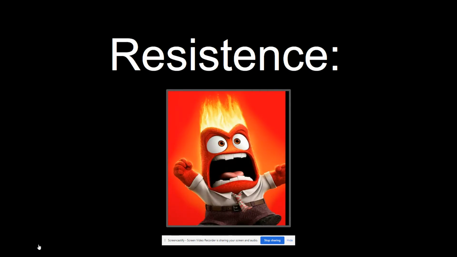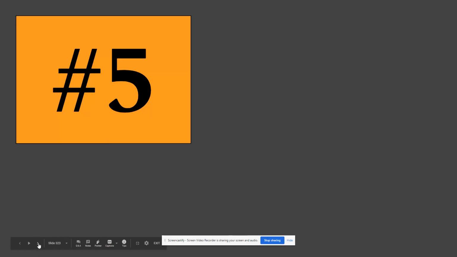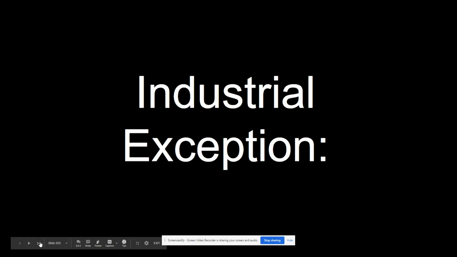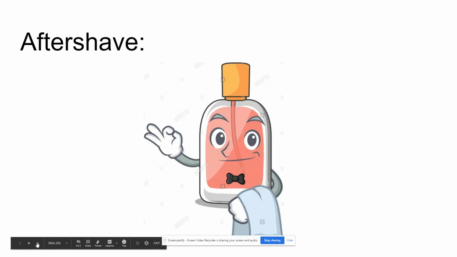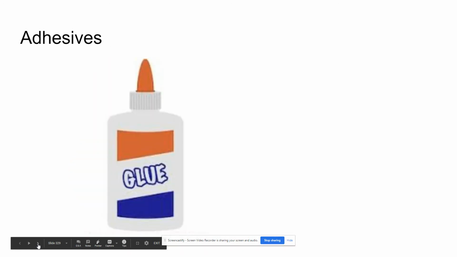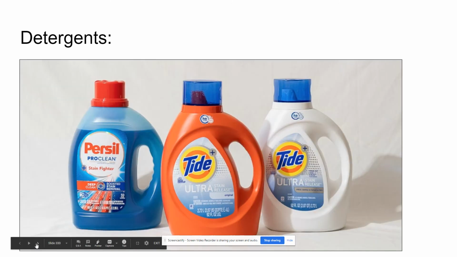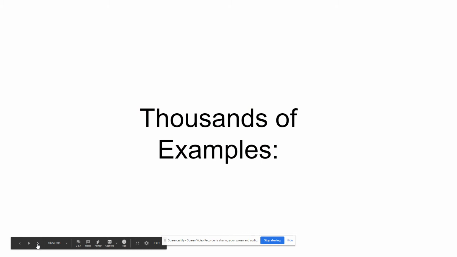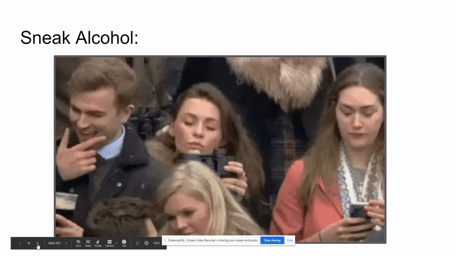So some resistance naturally happens. When people are angry, they don't just go along. So let's talk about that resistance. Now, the Volstead Act did create an industrial exception. They said, you know what? We're not banning all alcohol. You need alcohol for things like to produce aftershave, mouthwash, perfumes, or adhesives like glue. So they did allow alcohol to be used for products, whether detergents. There are thousands of examples of where alcohol is needed to be part of these products being created.